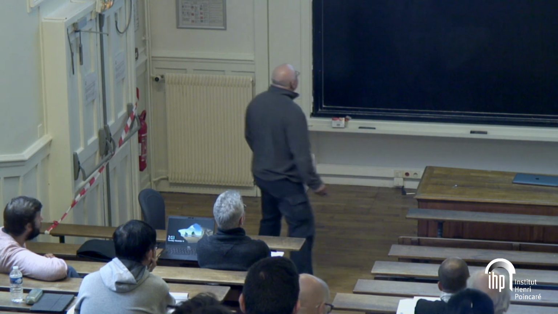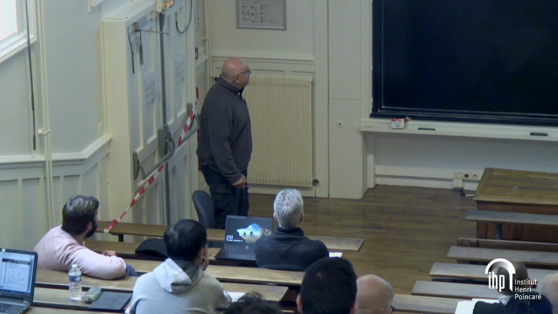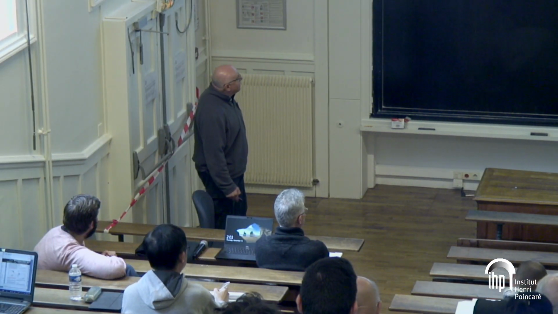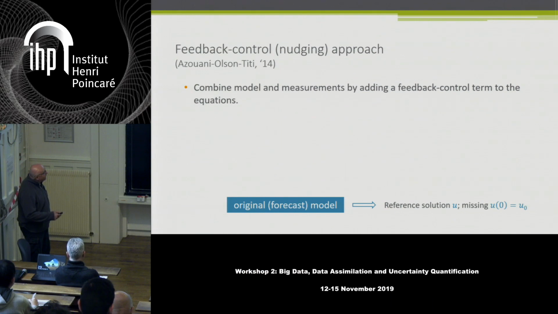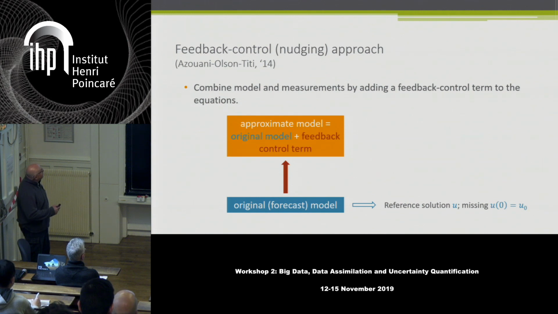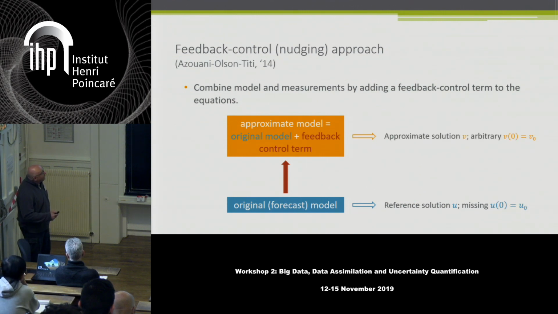So the idea is we combine the model and measurements by adding some feedback control terms to the equation. You have the original model, and the initial data of the reference solution is missing. So I take the original model plus some feedback through the nudging. And from here, I will get some approximation. But then I need to initialize this approximate solution.